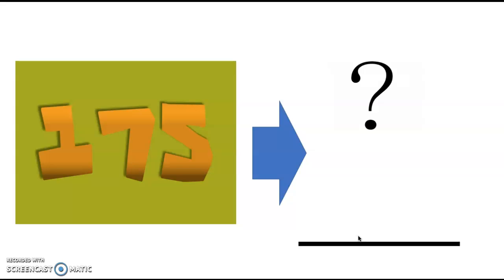175. Round this to the nearest 10. Did you say 180? Then you are correct, because the 5 is 5 or more, so then we add one more to the tens column, which would be 8, so it would be 180. So in this video, we discussed how to round to the nearest 10.